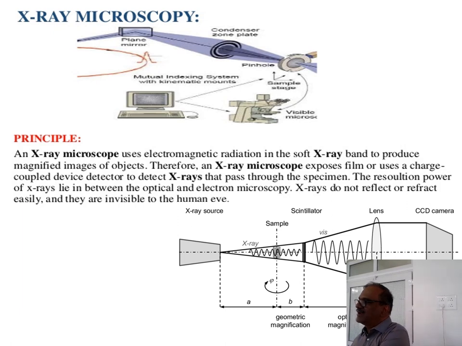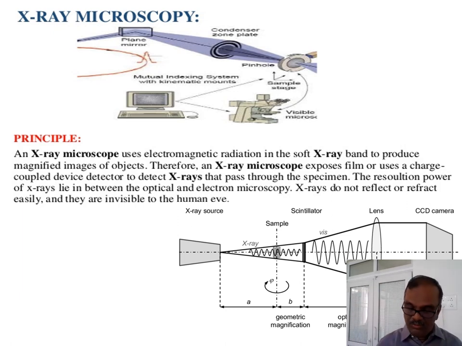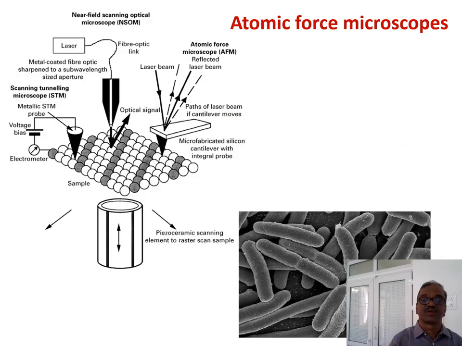It is taken on what? A black colored sheet, in a normal one. So here what they are doing is recording in a CCD camera. That object image, how it is, they record in that, and then they give it as a digital image. Okay, so it is possible. This is X-ray microscopy.